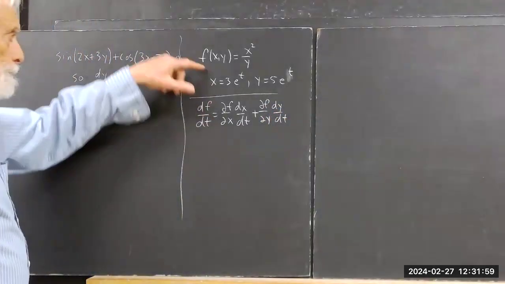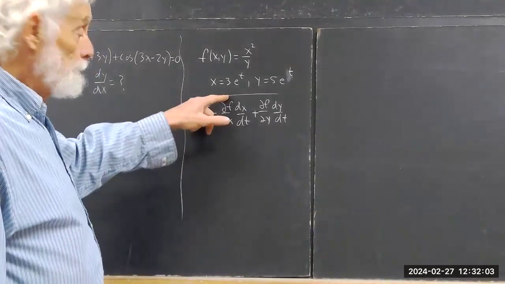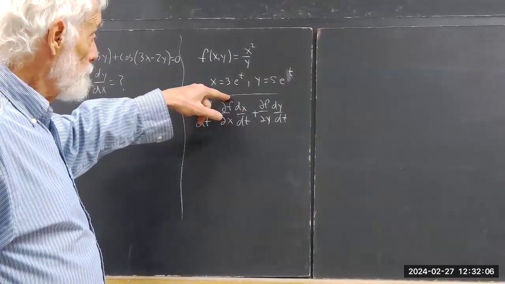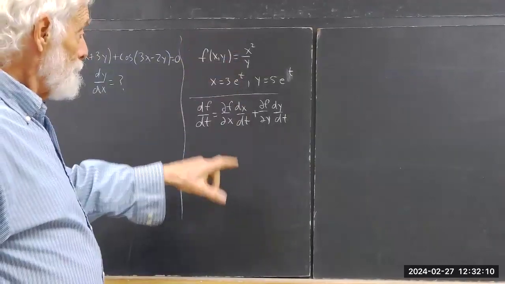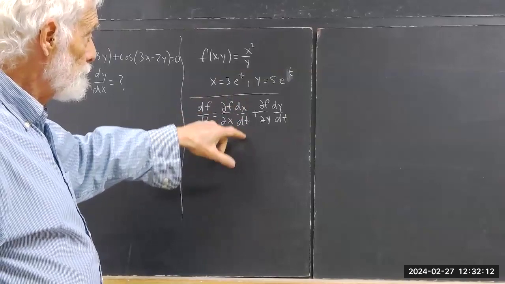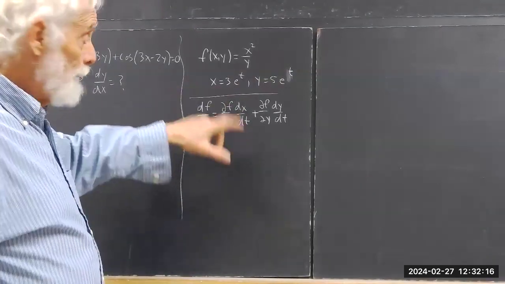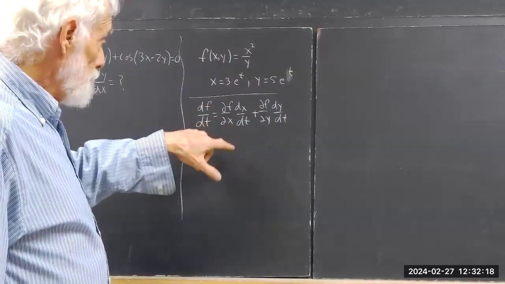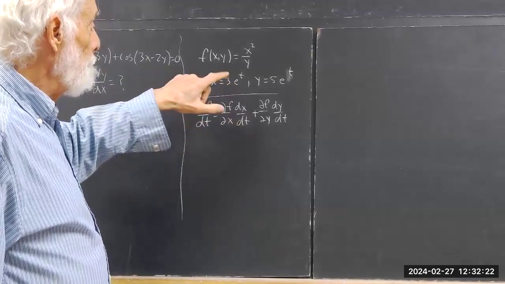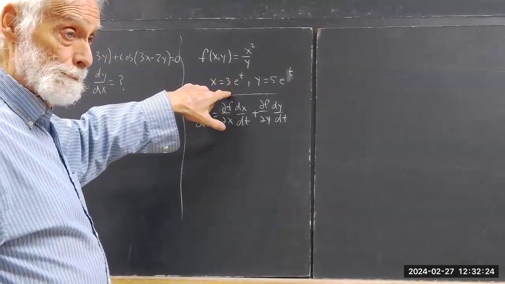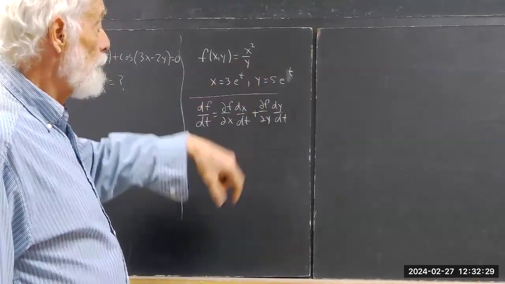Find the derivative of f with respect to t, because t causes x to change, which in turn causes x squared over y to change. So t causes x to change at this rate, and x causes f to change at this rate. If you multiply the two rates, you find out how much f changes with respect to t because of the x function. And then the same thing over here because of the y function.